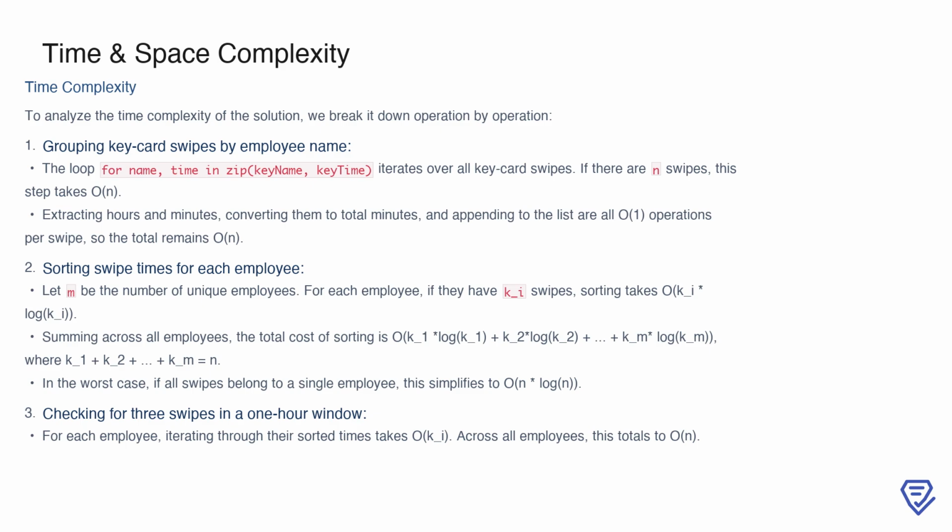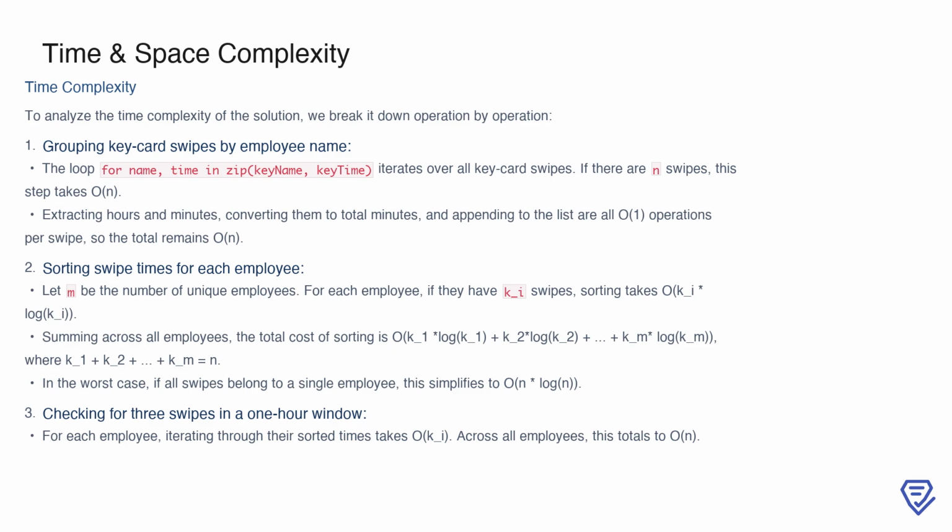To analyze the time complexity of our solution, we start by breaking the process down step by step. First, we group keycard swipes by employee name. This is done using a loop, where we iterate through all the keycard swipes once. If there are n swipes in total, this grouping operation has a time complexity of O(n). Each individual operation within this step, such as extracting hours and minutes, converting them to total minutes, and appending the time to a list, takes constant time, or O(1). As a result, this entire grouping process remains O(n).